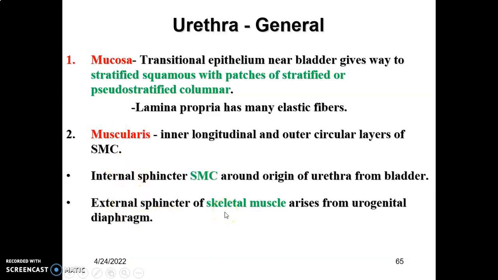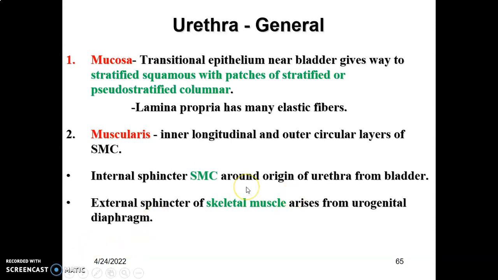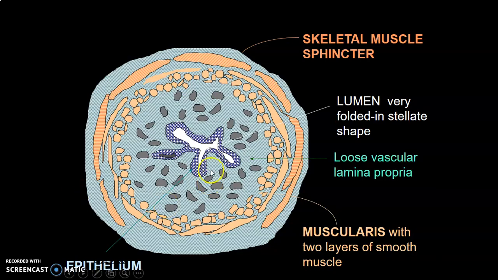The external sphincter of the urethra is formed by the skeletal muscle from the urogenital diaphragm. So internal sphincter is smooth muscle, external sphincter is skeletal muscle. That tells you that the internal sphincter has involuntary control, while the external sphincter has voluntary control. So this is how the urethra looks. The lumen is also folded into stellate shape like the ureter. It also has transitional epithelium lying on a loose lamina propria, and then you have your muscularis that has 2 layers before you get to adventitia.